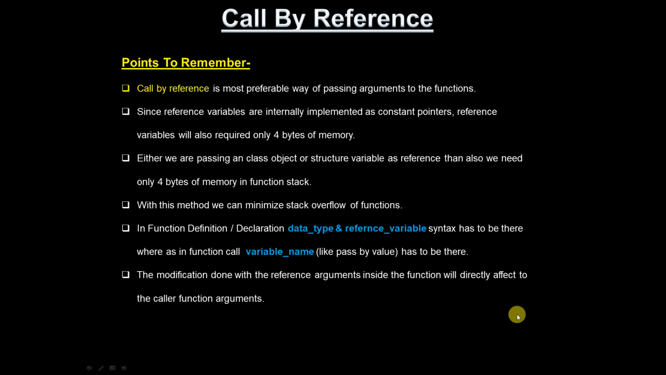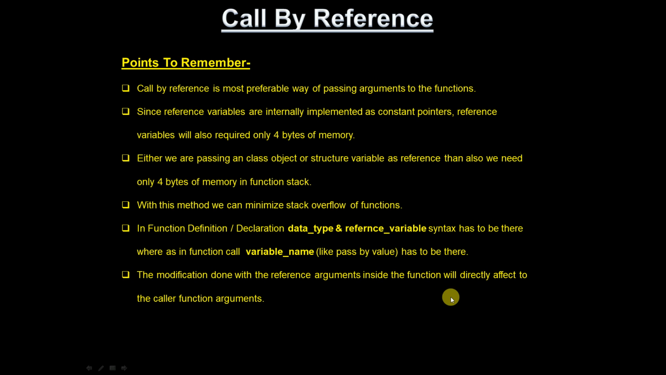So name doesn't matter here. What you can see is data type, reference, variable. The syntax has to be there, whereas in the function call, the variable name has to be there, just like a pass by value. And the modification done with the reference arguments inside the function will directly affect the caller of the function. That's what we have seen in the swap function. We have swapped the reference variables, and that actually affected the main variables also, just like pass by address. So this is about the call by reference method.